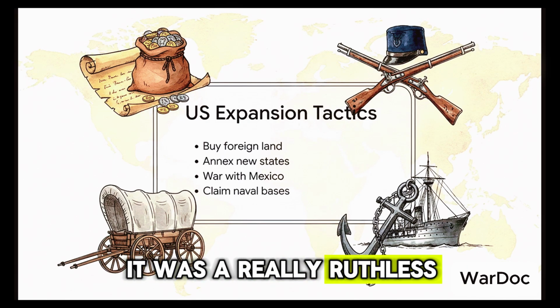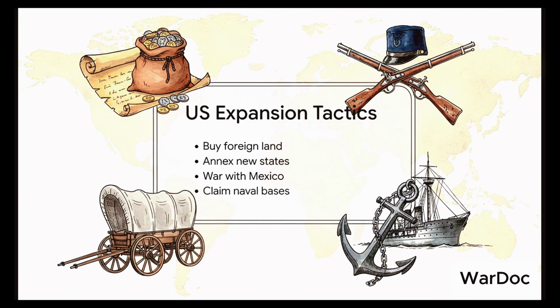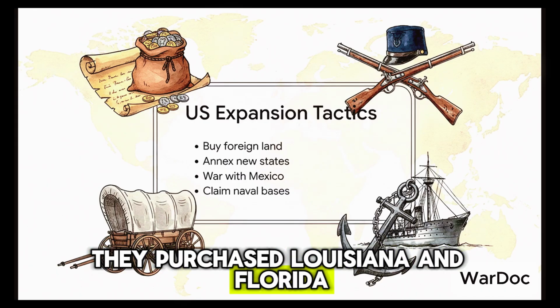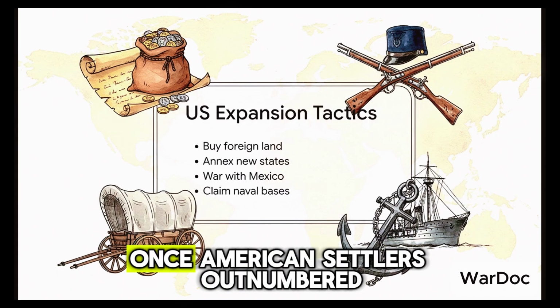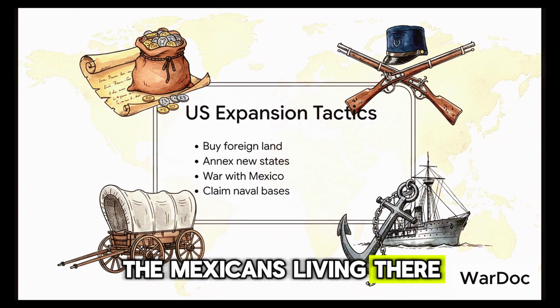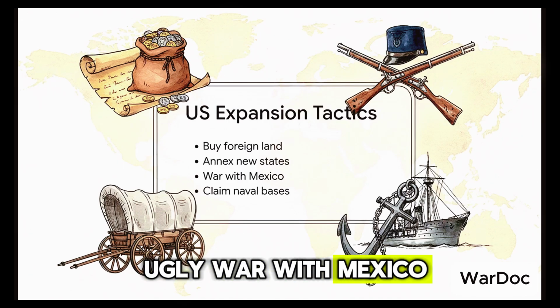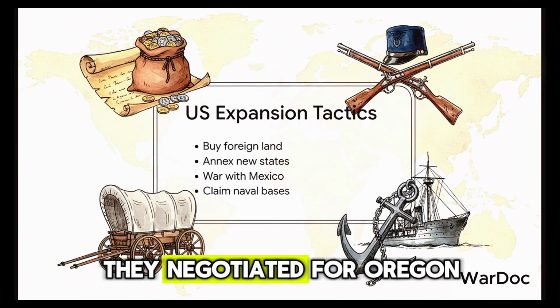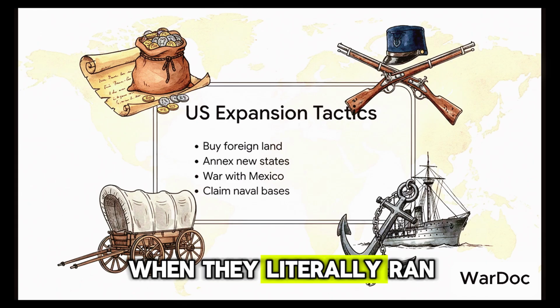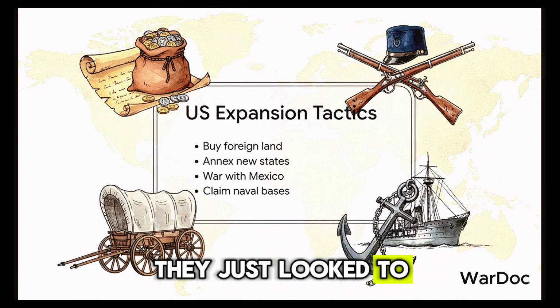The crazy thing here is that American expansion wasn't just one single strategy. It was a really ruthless, opportunistic mix of everything. They purchased Louisiana and Florida, they annexed the Republic of Texas once American settlers outnumbered the Mexicans living there, they fought a pretty ugly war with Mexico to take its northern territories, they negotiated for Oregon, and when they literally ran out of land on the continent, they just looked to the oceans.